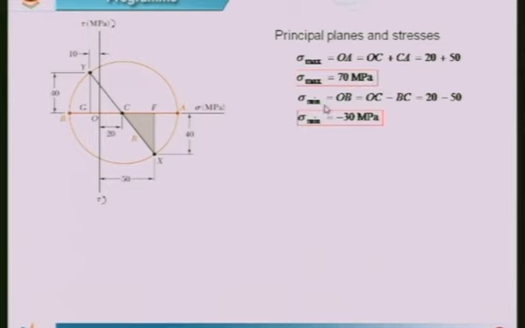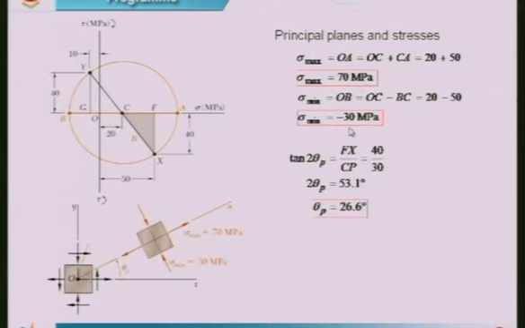And to get the minimum principal stress, it is the distance OB, which we would get as OC, the average normal stress, minus BC. OC minus BC is what we get, which is equal to minus 30. These are the principal stresses, maximum and minimum.